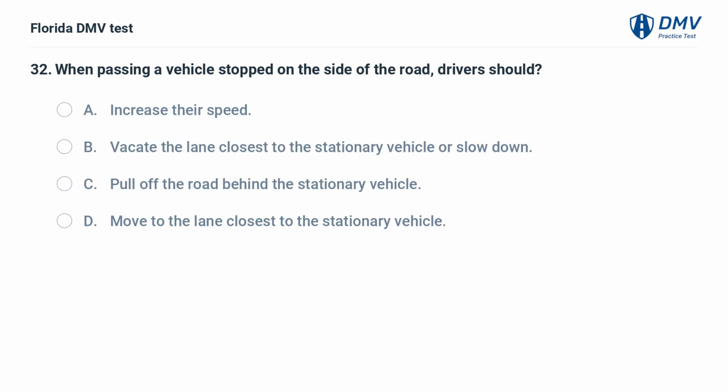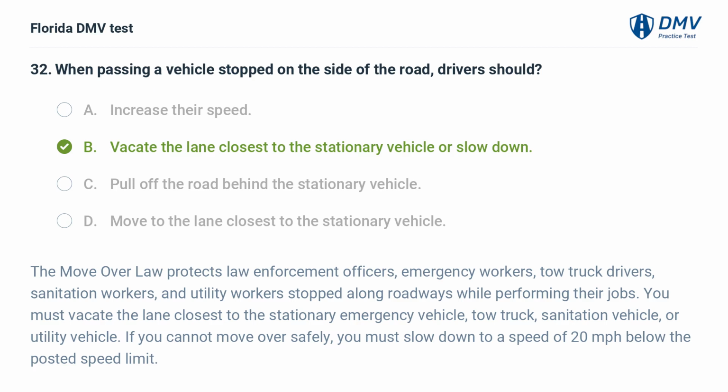When passing a vehicle stopped on the side of the road, drivers should A. Increase their speed. B. Vacate the lane closest to the stationary vehicle or slow down. C. Pull off the road behind the stationary vehicle. D. Move to the lane closest to the stationary vehicle. B. Vacate the lane closest to the stationary vehicle or slow down.